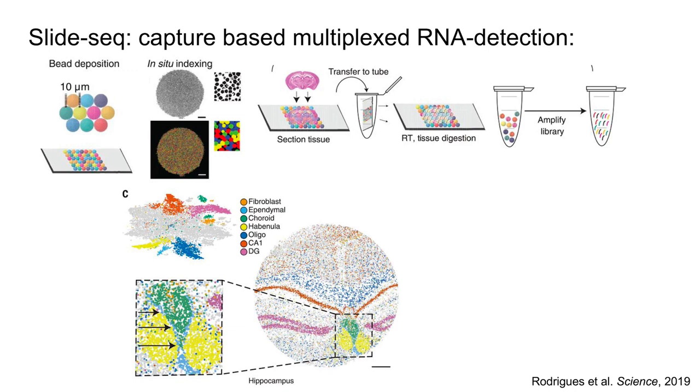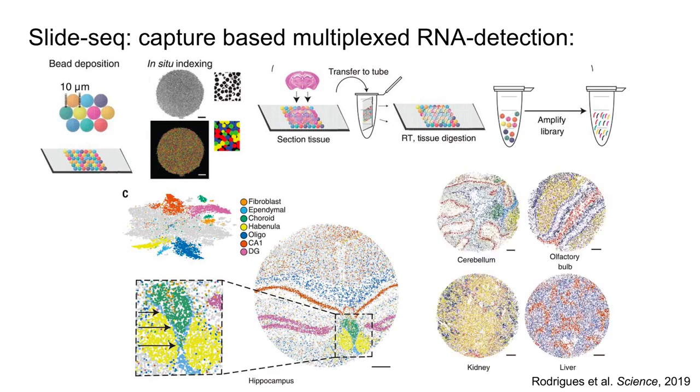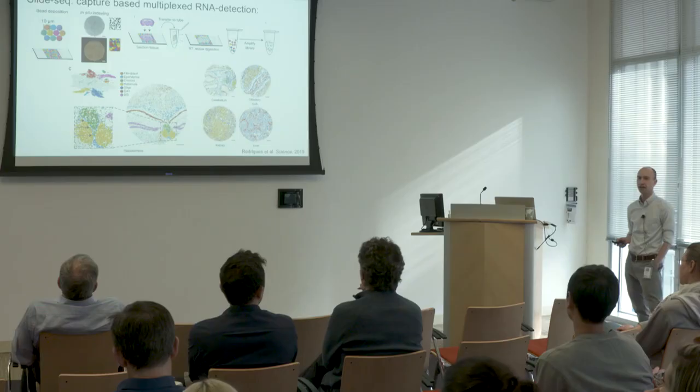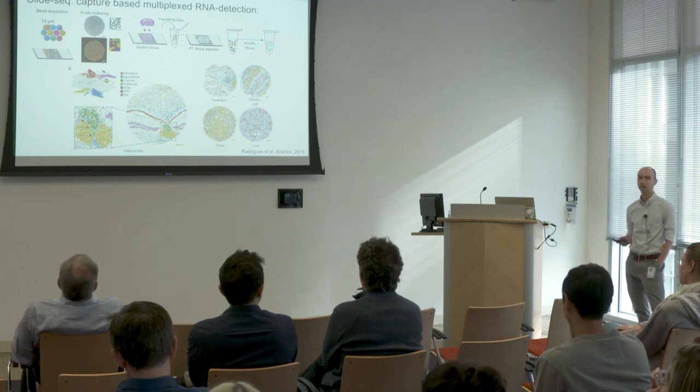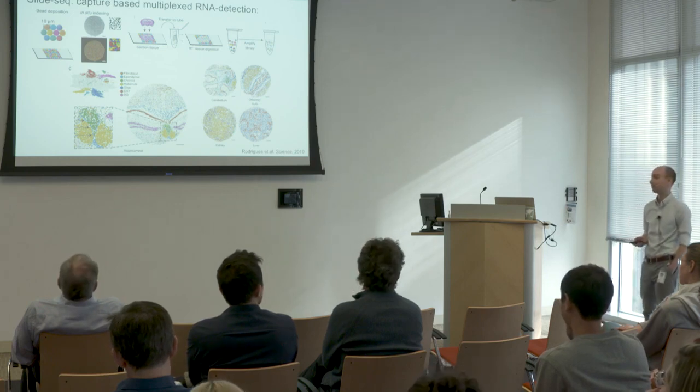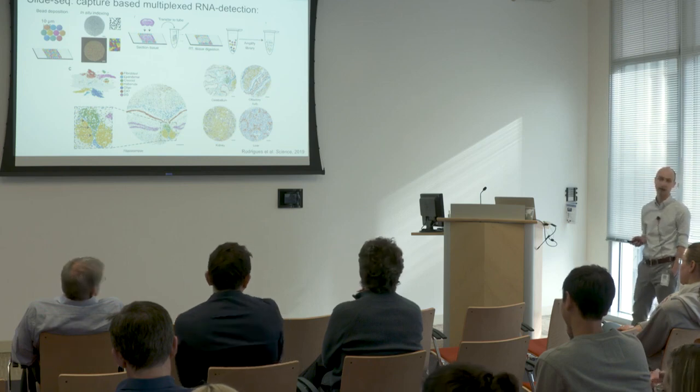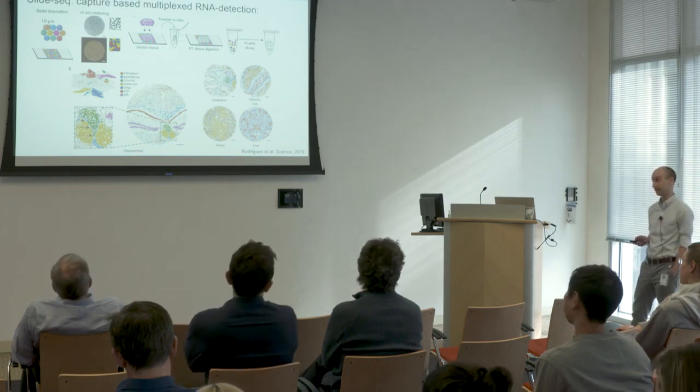They've done beautiful work demonstrating that these kinds of approaches can be used in brain, in cerebellum, olfactory bulb, kidney, liver, and the number of tissues is growing almost weekly. The interesting thing, of course, is that you're getting full transcriptome data for free, so you can perform the traditional single-cell RNA sequencing clustering analyses and then map those clusters back to the spatial locations given by the Drop-seq bead identities.